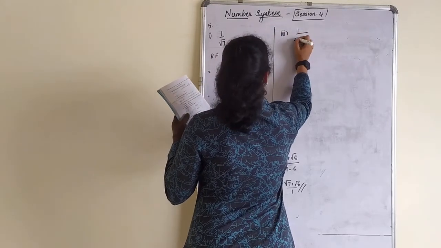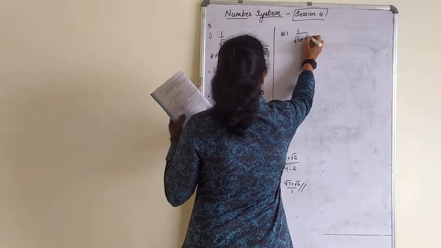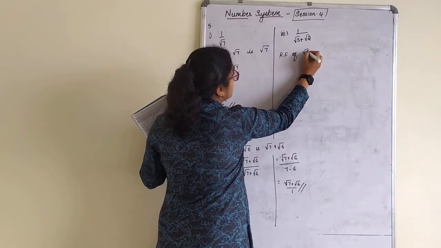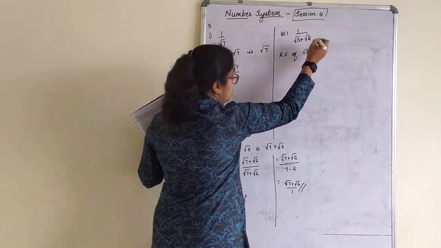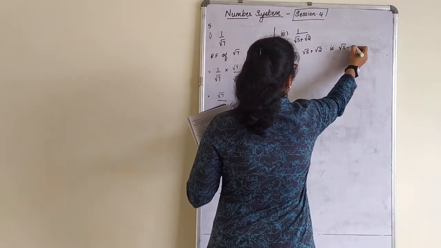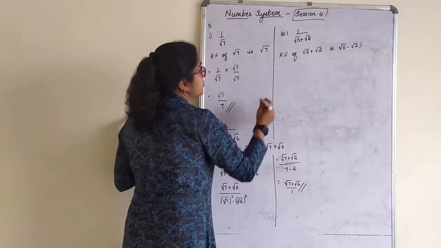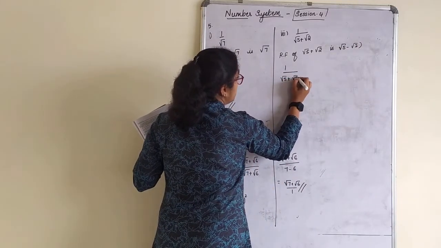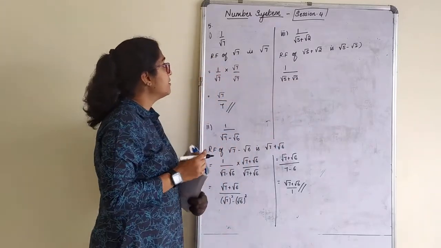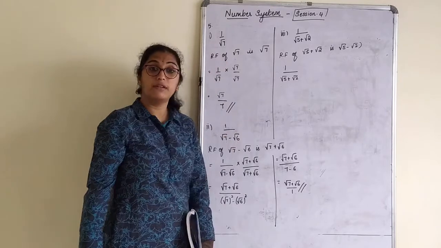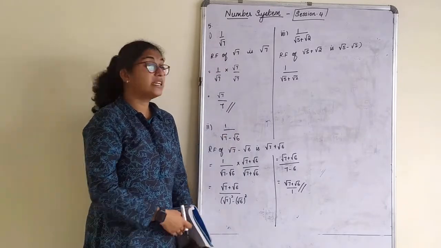1 upon root 5 plus root 2. RF of root 5 plus root 2 is its conjugate, that is opposite sign, root 5 minus root 2. 1 upon root 5 plus root 2. Now you might tell, no teacher in our school they have told it's okay if you don't write RF of root 7 is that. But here it is okay.